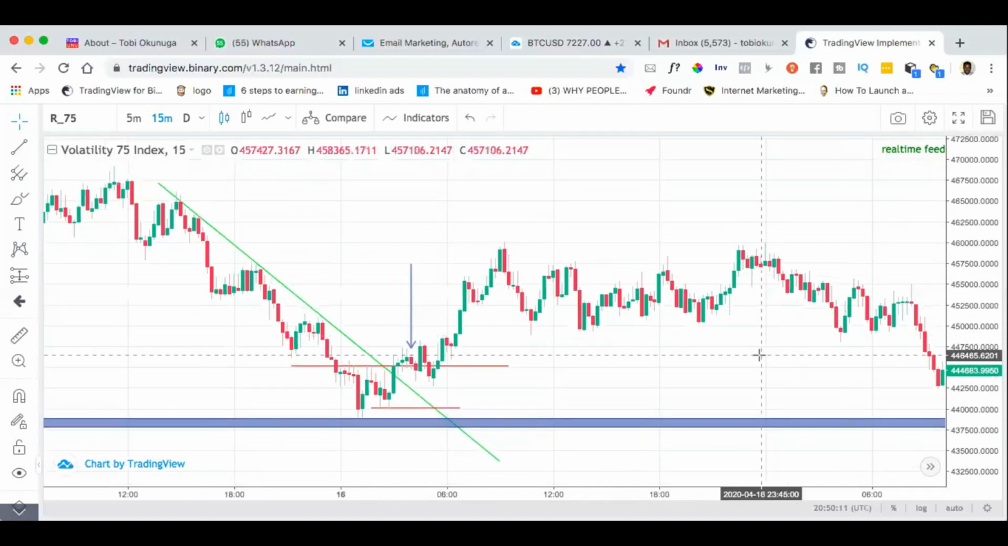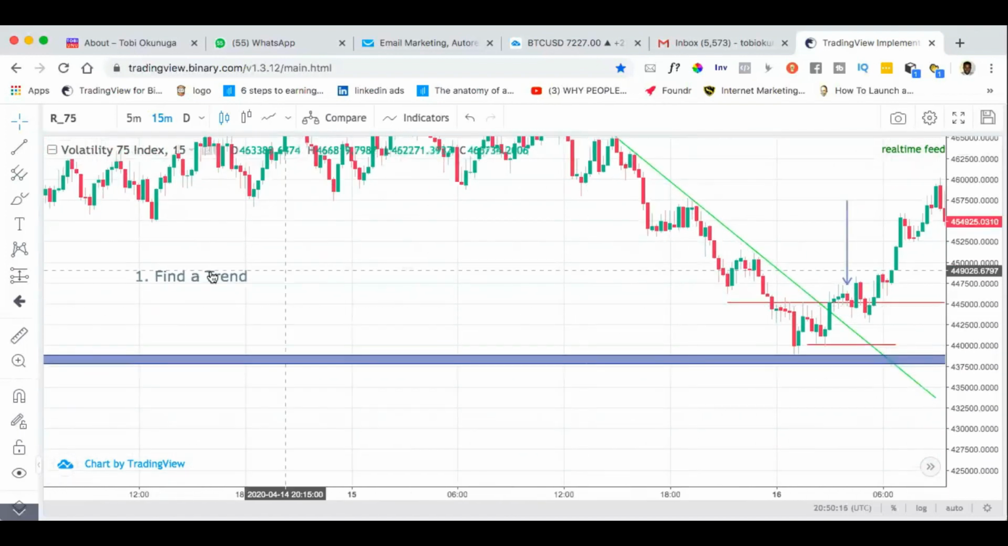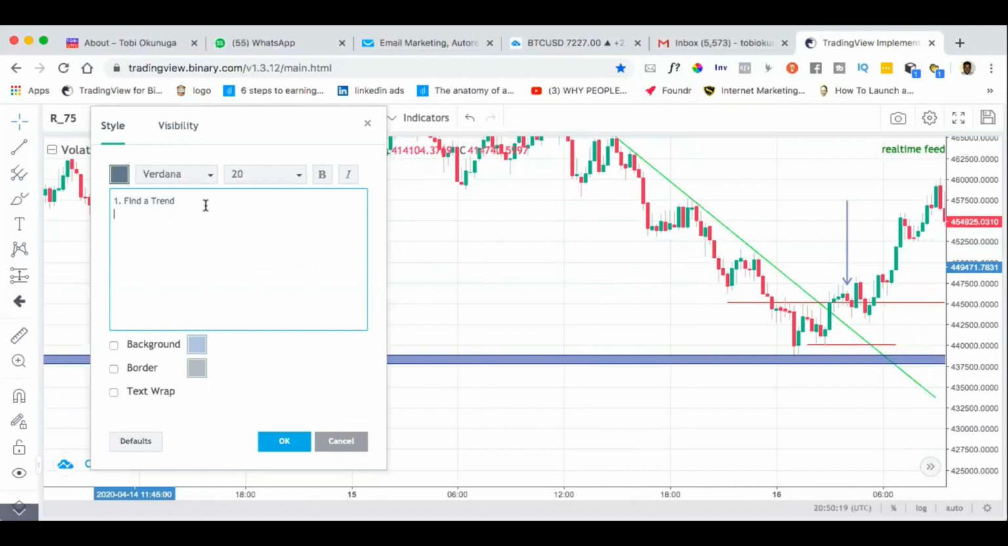Okay, let's do another example. So, find a trend. Then the second one is what? You're looking to find a support or resistance zone, which we did. Then what? Three is what? Find an M or W pattern formation. Then four, wait for a pullback.